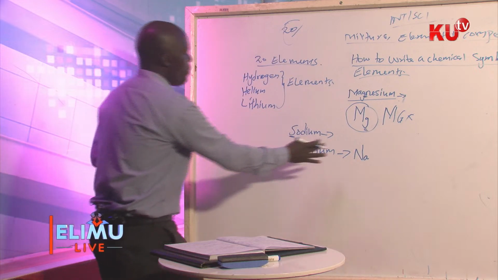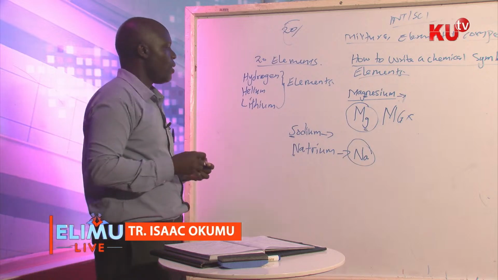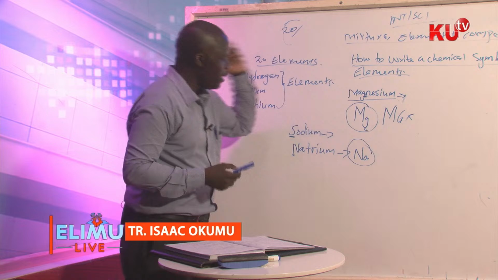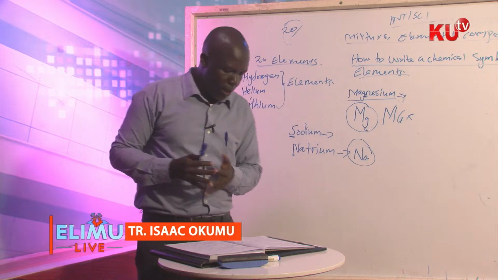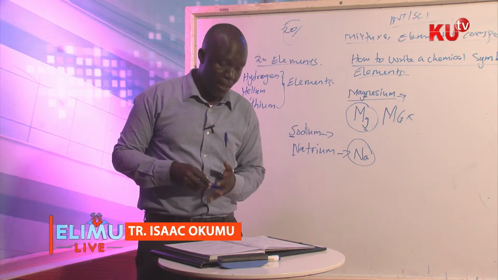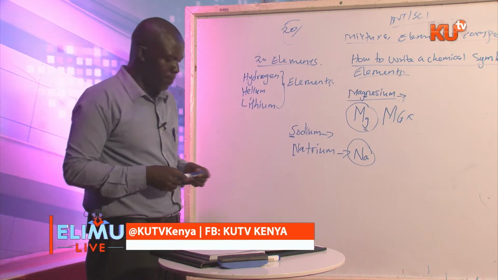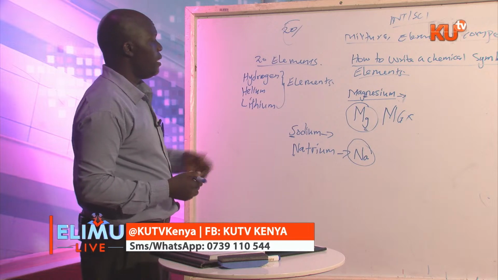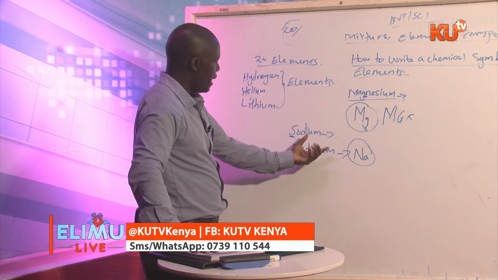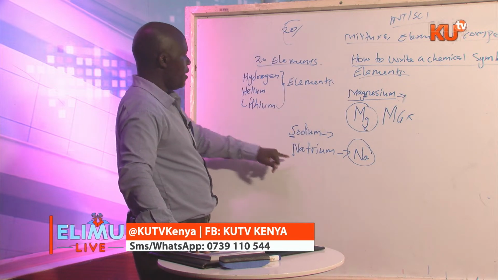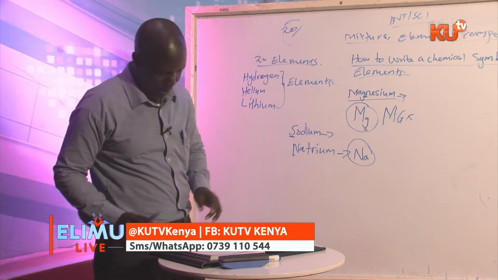So when you look at this, we must be able to know which elements derive their chemical formula from their Latin name and which ones derive their chemical formula from the English name. So the ones which take the Latin name are, for example, silver, copper, sodium, and also lead. So they derive it from their Latin name, and therefore, when you're writing their chemical formula, you must consider the first letter of their Latin name to come up with the chemical formula.